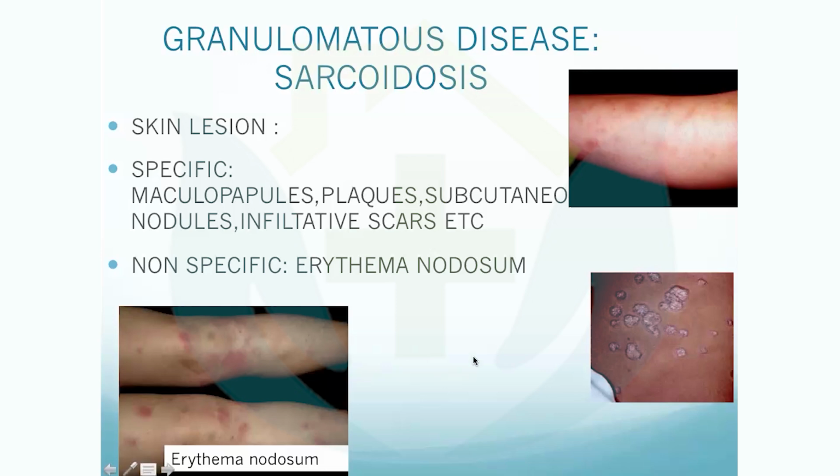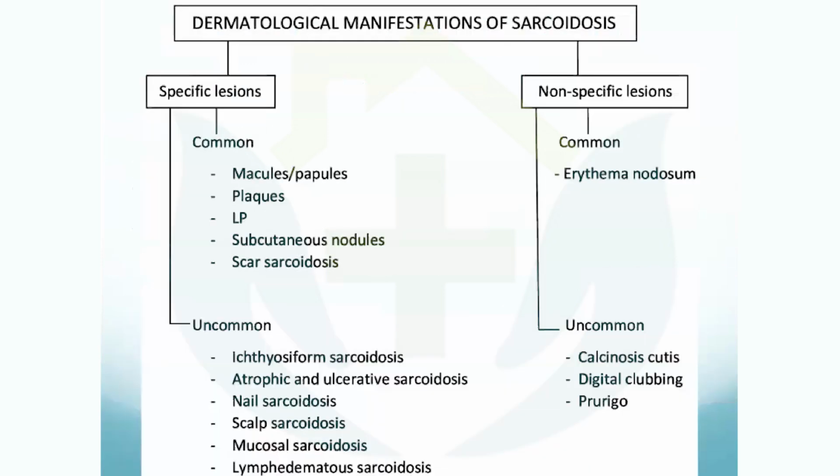sarcoidosis can present with erythema nodosum. These are the other types of sarcoid lesions you can see here. And erythema nodosum, you all have seen that painful nodular lesion, mostly limited to the lower extremity, but definitely it can occur elsewhere as well. So these are the other dermatological manifestations of sarcoidosis I have just enumerated for your learning.